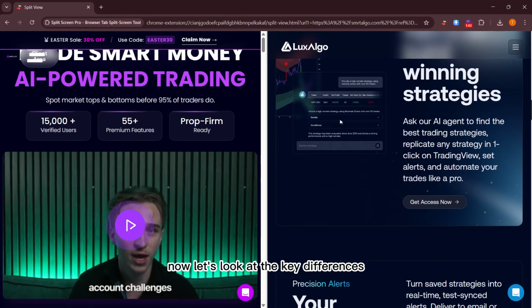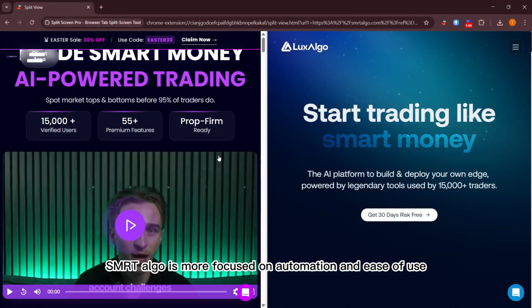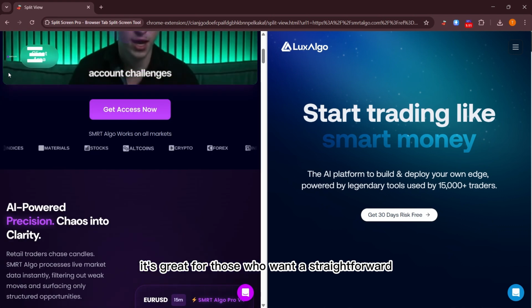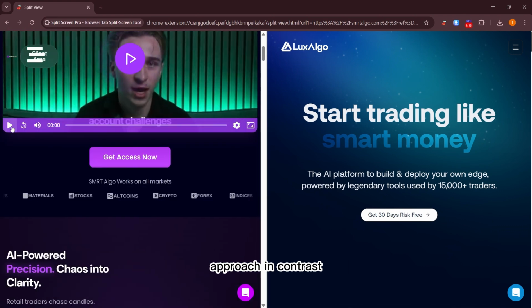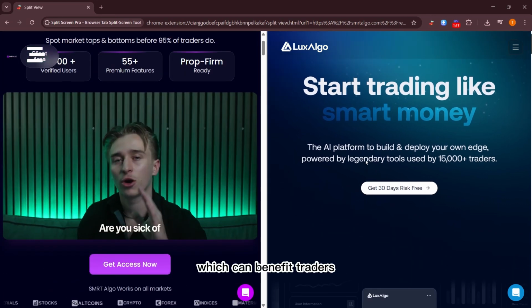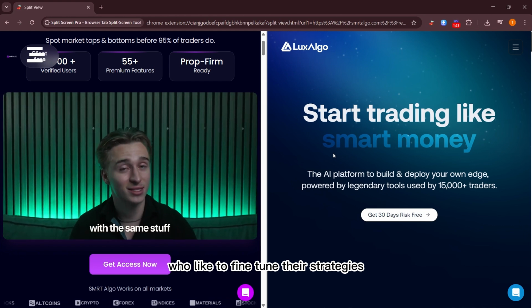Now, let's look at the key differences. SMRT Algo is more focused on automation and ease of use. It's great for those who want a straightforward approach. In contrast, Luxalgo offers more customization, which can benefit traders who like to fine-tune their strategies.